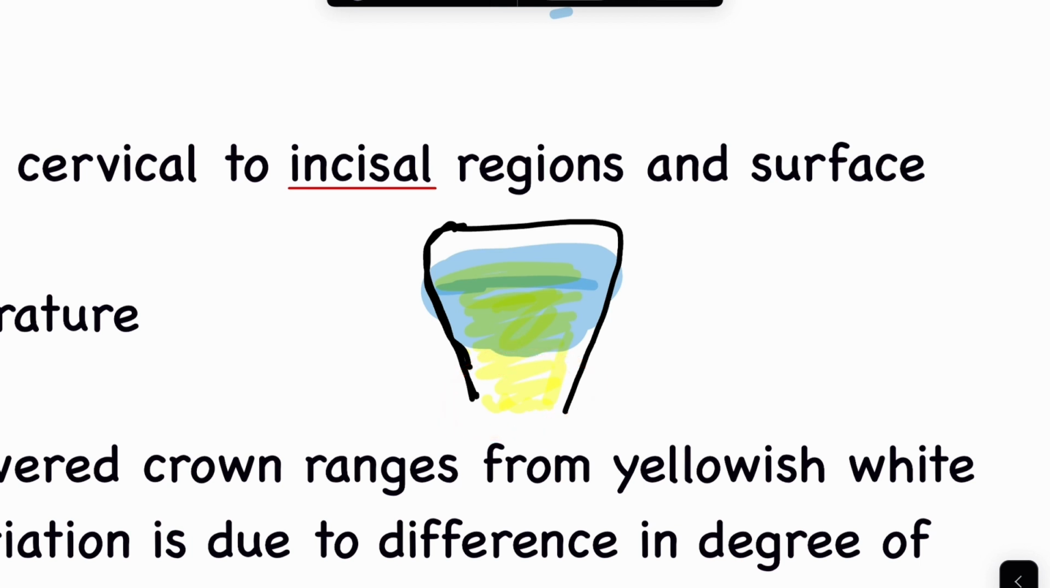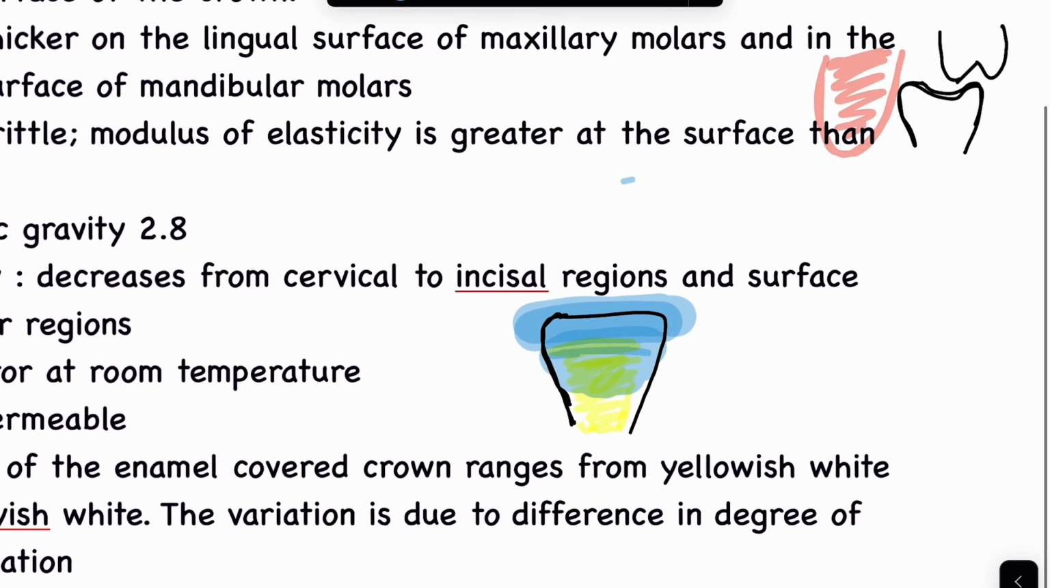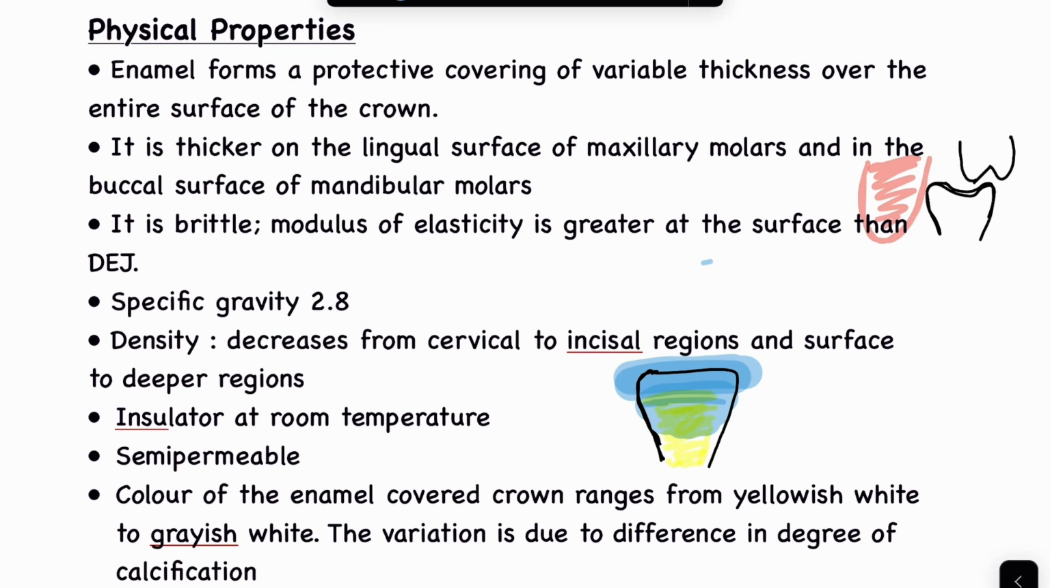And on the incisal edge there will be no dentine. Okay, so the enamel is generally seen as a blue line on the incisal edge, not blue, mainly grayish line, because there is no dentine. So the enamel will be yellowish in the cervical region, and there is a gray or bluish line on the incisal edge because it is translucent.